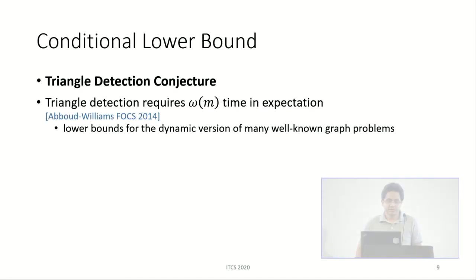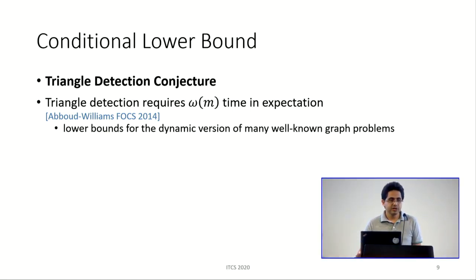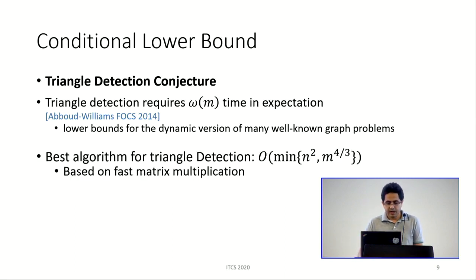The second part of our result is the conditional lower bound. It's conditioned on the triangle detection conjecture, which states that triangle detection requires omega of m time in expectation. This was first introduced by Abboud and Williams in 2014. In their work, they proved lower bounds for the dynamic version of many well-known graph problems. The best algorithms that we do have for triangle detection need the minimum of n squared and m to the 4/3, and are based on fast matrix multiplication. So if triangle detection needs omega of m time, triangle counting also needs omega of m time, and we use triangle counting.